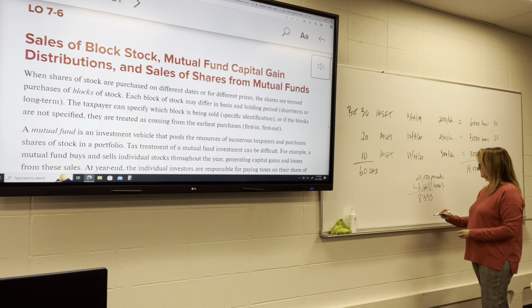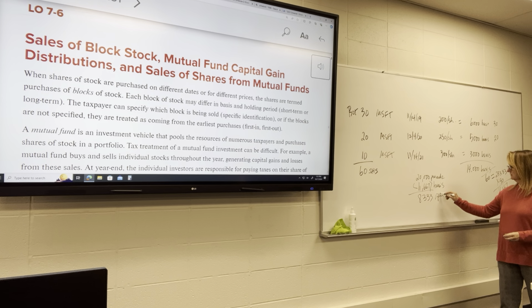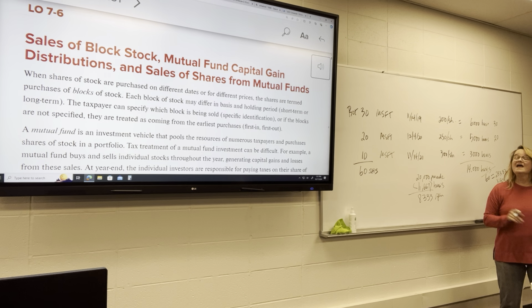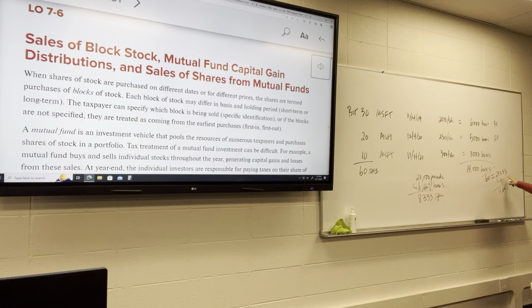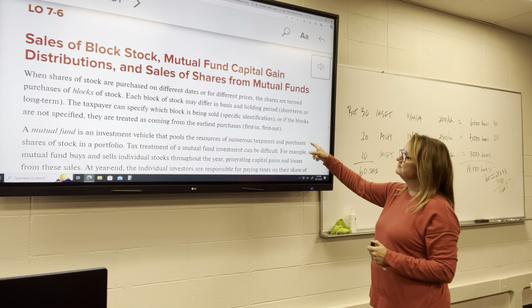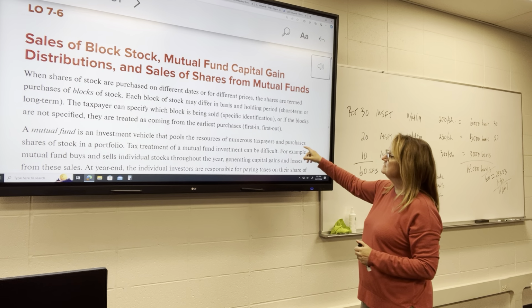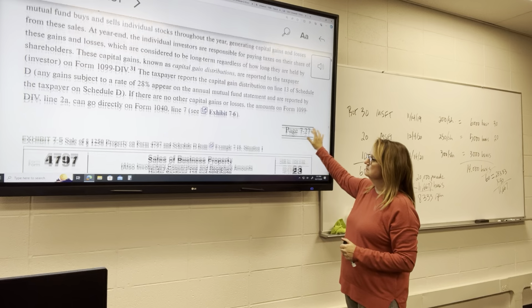8,333, something like that, is our gain. That means that our remaining 10 shares have an average basis of $233.33 each. And that's what we'll have to use in the future, right? So, 3 different ways that we can do it. Specific identification, first in, first out, or we can do an average as well.